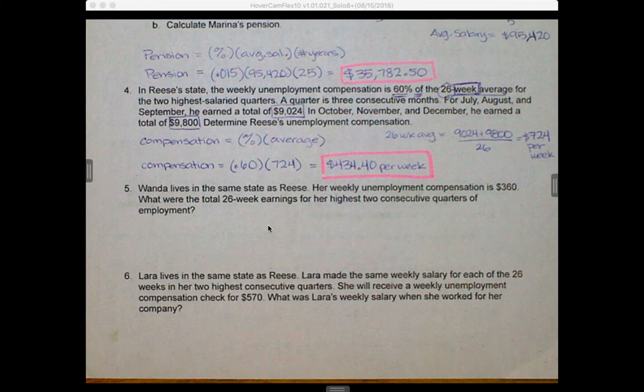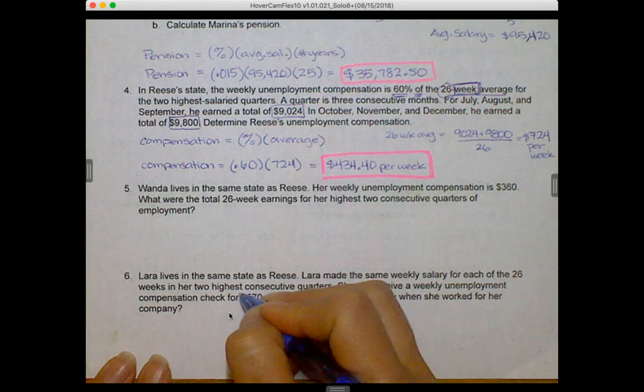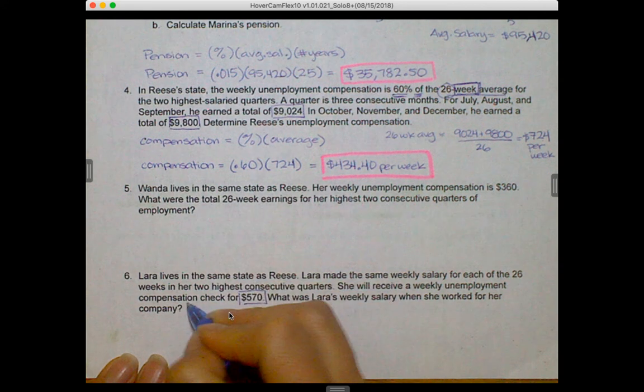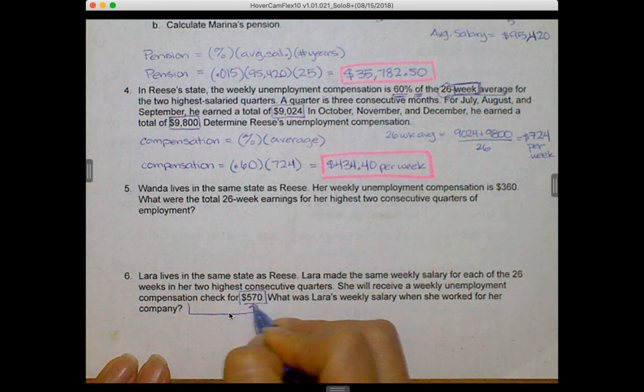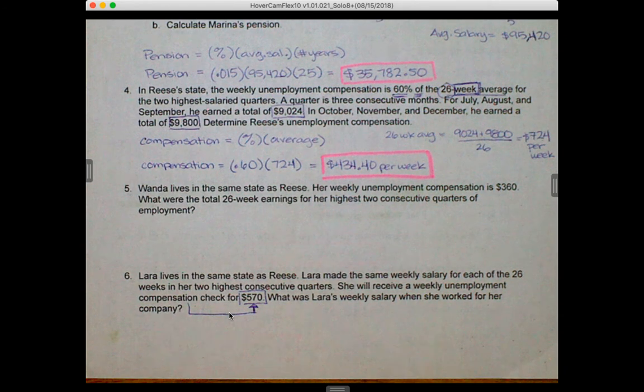Okay, so we are going to go on to the last 2 problems, and I'm actually going to do these out of order because I think it's easier if we do number 6 first. So for number 6, it says Laura lives in the same state as Reese. Laura made the same weekly salary for each of the 26 weeks in her 2 highest consecutive quarters. She will receive a weekly unemployment compensation check for $570. So it's telling you already that the compensation is $570.